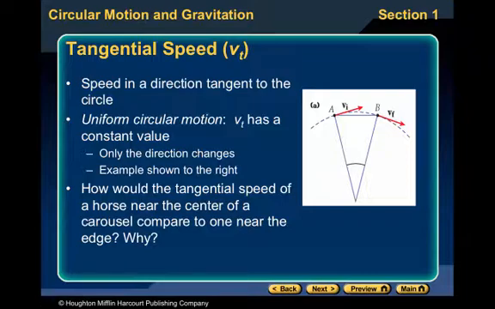So how would the tangential speed of a horse near the center of a carousel compare to the one near the edge, and why? Well, farther away, aren't you moving a little faster because you're traveling the same distance, but you've got to go a little faster. Think about those of you in marching band when you're walking around a corner in a parade. The outside people have to march a little faster to keep up with the inside. Same idea there.